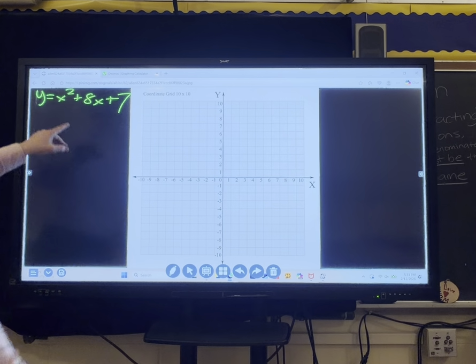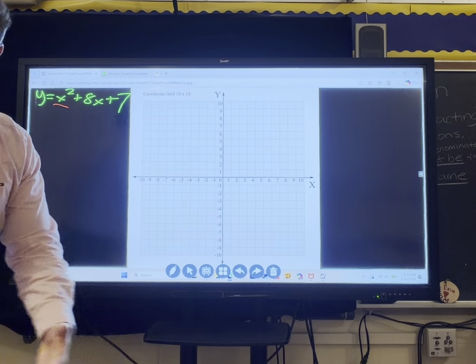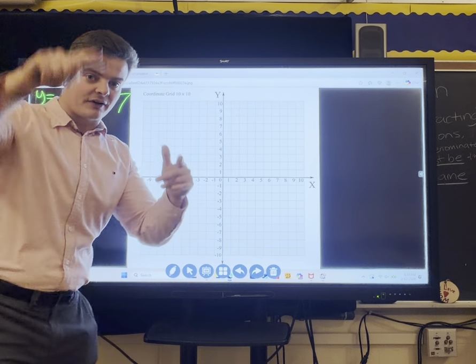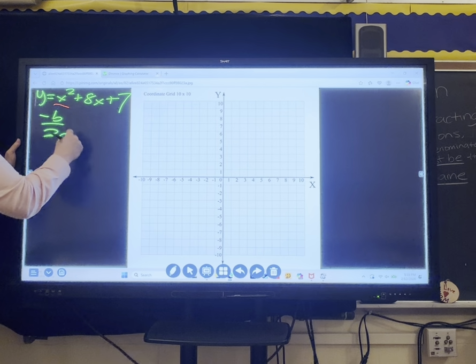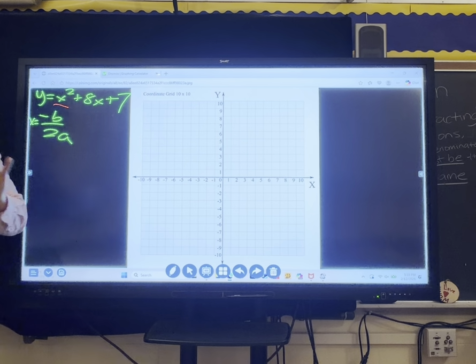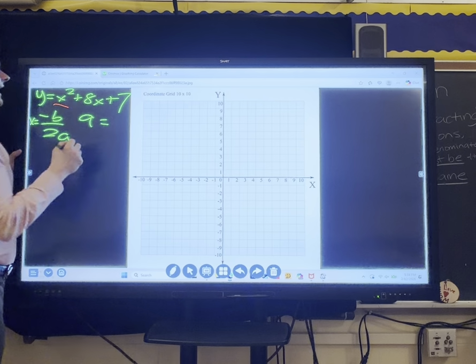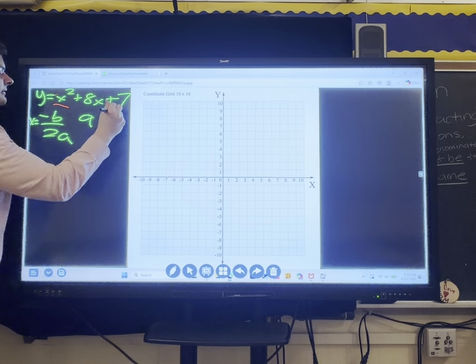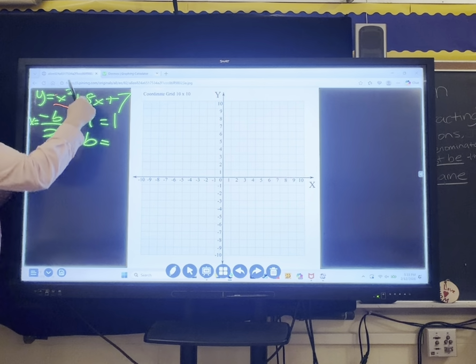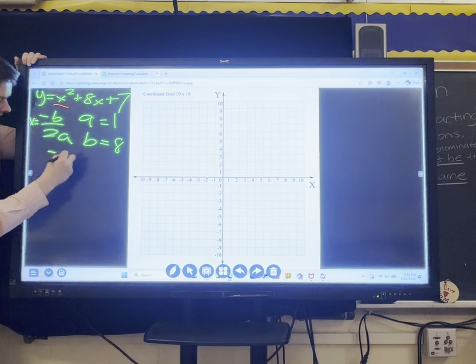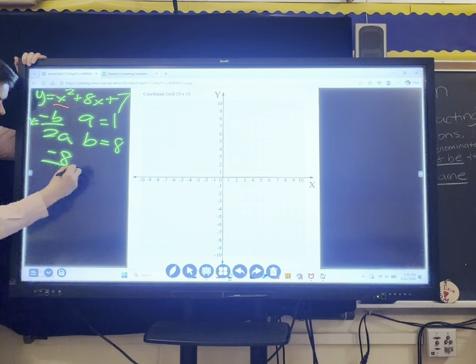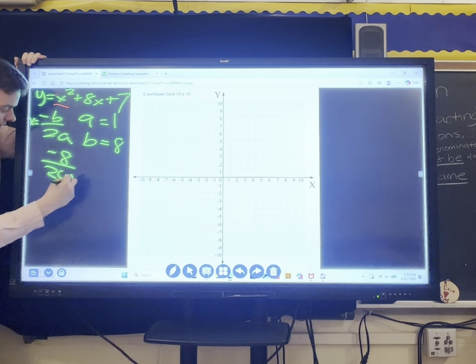Same thing. This is some kind of parabola. I want to find where it turns, so I do x equals negative b over 2a. My a is the number in front of the x squared, which is a 1. My b is my number in front of the x, which is 8. It's negative b, so it's negative 8, all divided by 2 times 1.